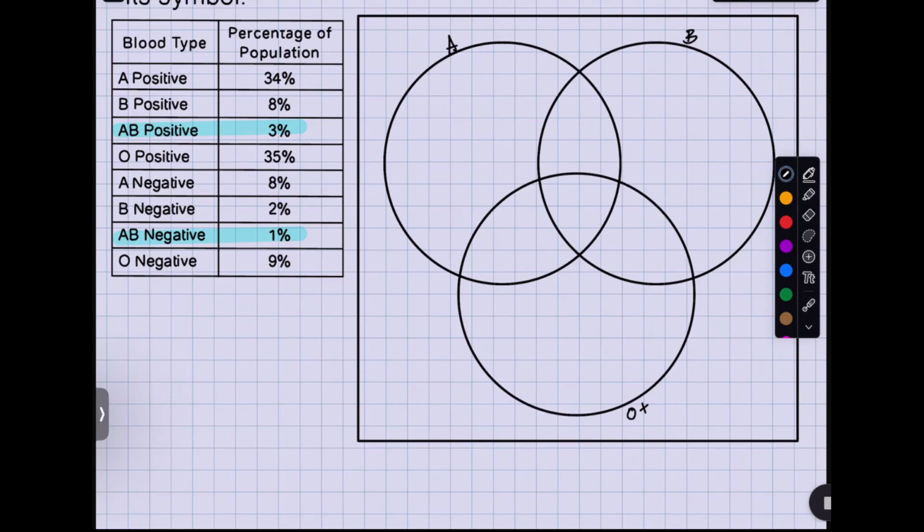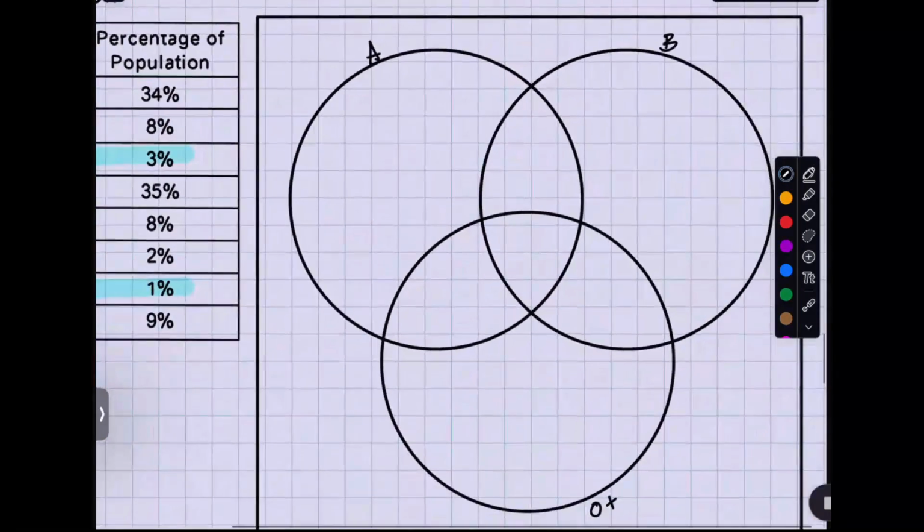Okay, again, what is O? Huh? No, AB is the one that contains both A and B. O has neither A nor B in it. So where in here should AB be? There's AB here and AB here. One has to be positive, one has to be negative.